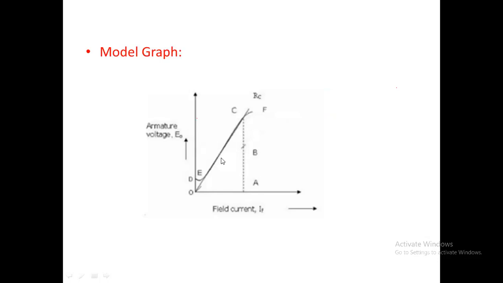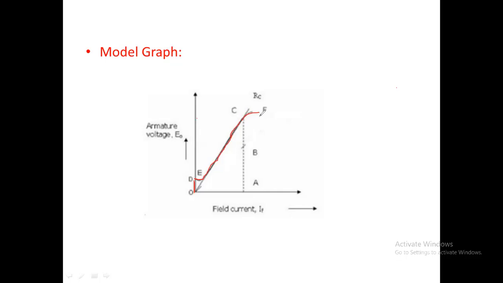And this one is the model graph. In this model graph, from O to D, some induced EMF is present due to the residual magnetism. This curve starts from this position. After that it shows a linear relationship. After that it deviates from its position, from C to F it deviates from its position.